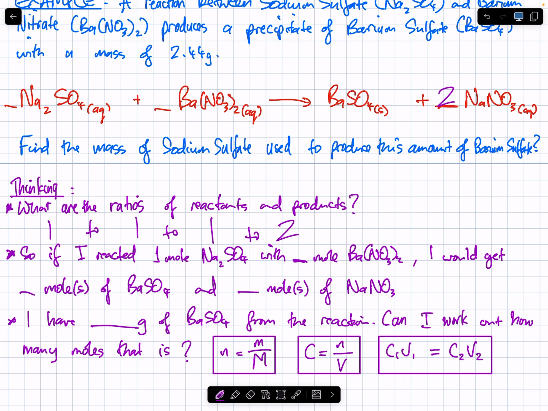So, all right, we're progressing through the thinking. We've got this ratio, this 1 to 1 to 1 to 2, I don't know the amounts right now. But what if I said, if you want to get up here and do it, that's fine.